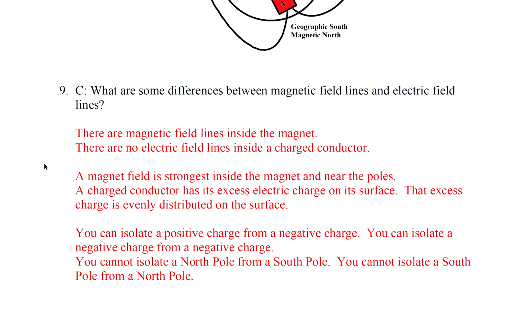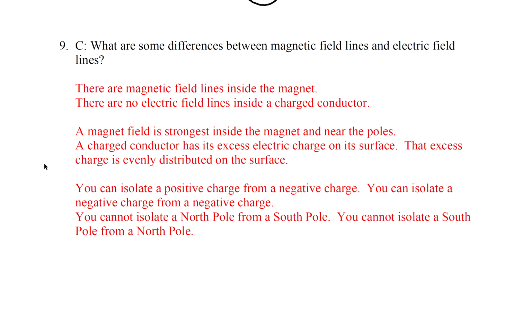Question 9. What are some differences between magnetic field lines and electric field lines? There are magnetic field lines inside the magnet. There are no electric field lines inside a charged conductor. A magnetic field is strongest inside the magnet and near the poles. A charged conductor has its excess electric charge on its surface. That excess charge is evenly distributed on the surface.